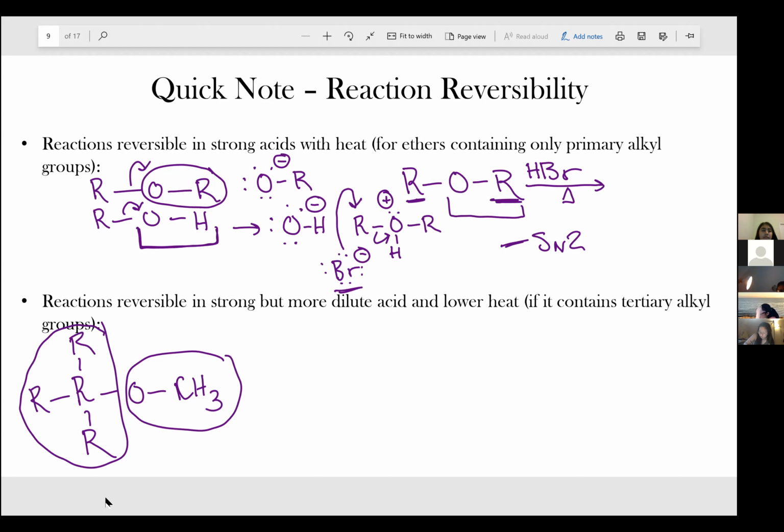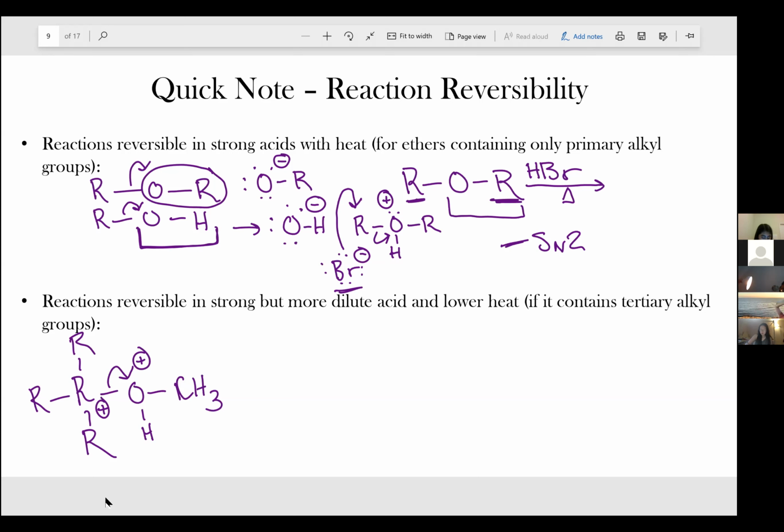And the reason behind this is because we could get a mix of products. When you protonate this, it has two ways to leave. It could either leave like this, and we form the primary alcohol, or it could leave like this, where we form the tertiary alcohol. And so the best way for it would be the method that's going to form that primary alcohol, because when it does that, it's going to form a tertiary carbocation right there.